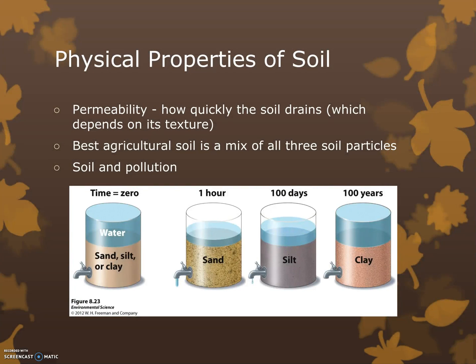Permeability is how quickly the soil drains, which depends on its texture. The best agricultural soil is a mix of all three of those, like I said, the loam. Okay, so if we were to put water over sand, it would take an hour for a certain quantity of water to go through. If it was silt, it would take 100 days. And if it was clay, it would take 100 years. So it's really showing you that permeability.